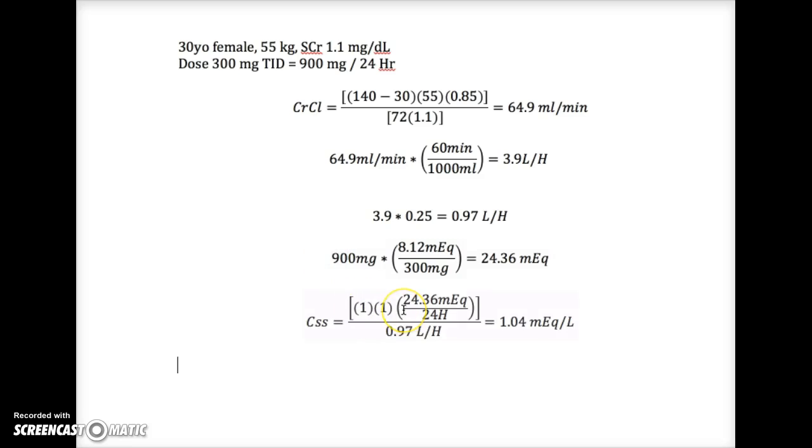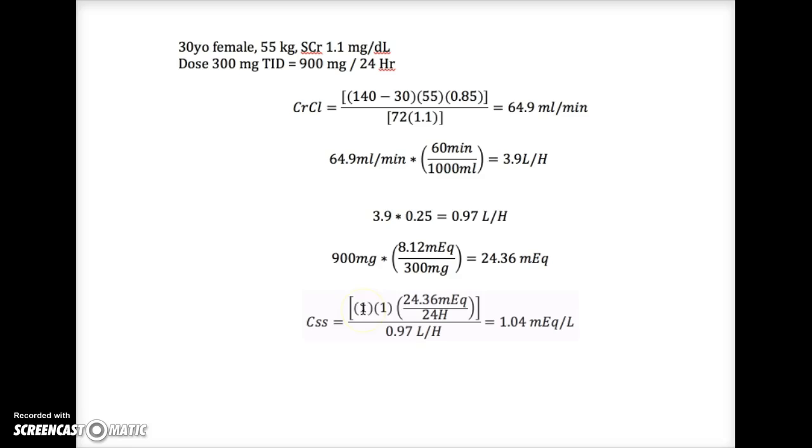But in order to plug in the dose, we need to convert our current milligram dose into a milliequivalent dose. So you do that by multiplying the 900 milligrams per day by 8.12 milliequivalents for every 300 milligrams of carbonate salt. Then your lithium dose will be 24.36 milliequivalents, and you plug that dose into a steady state equation.